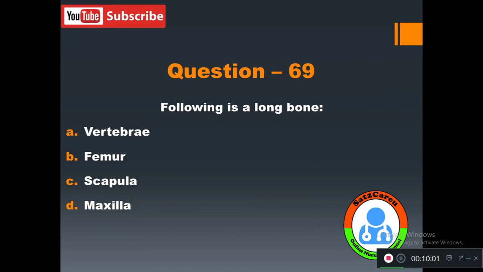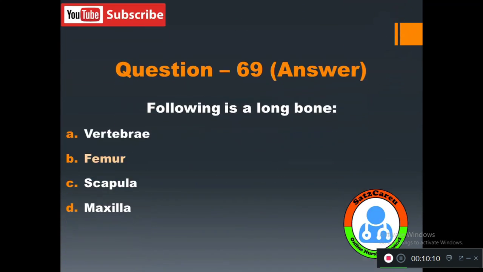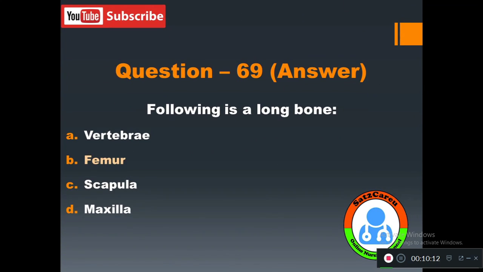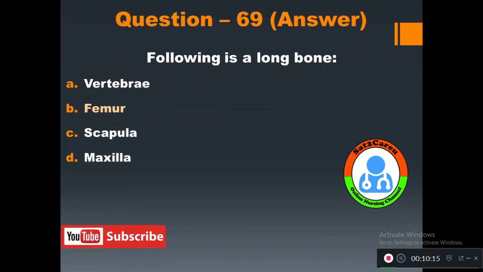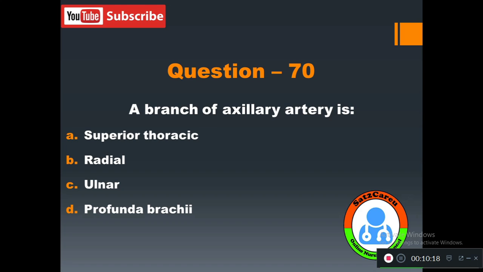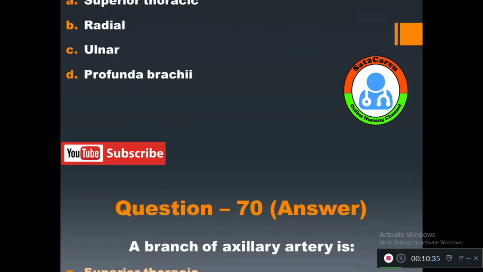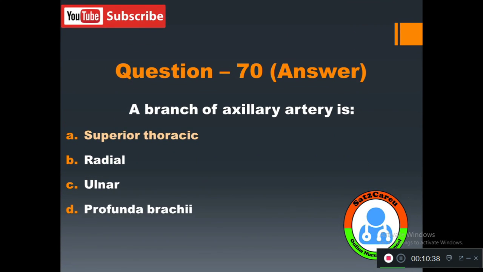Which of the following is a long bone? Option A vertebra, B femur, C scapula, D maxilla. The femur is the long bone among these; the other three are not. Question number 70. A branch of the axillary artery is A superior thoracic, B radial, C ulnar, D profunda brachii. So which is the branch of the axillary artery? The right answer is the superior thoracic artery.